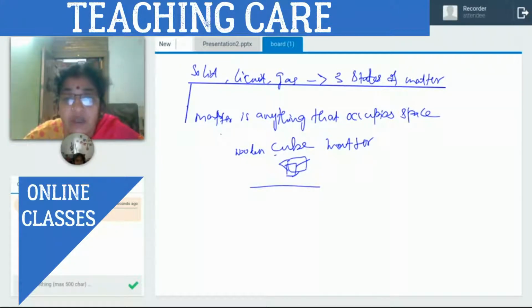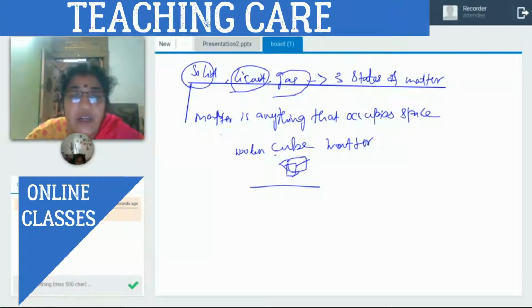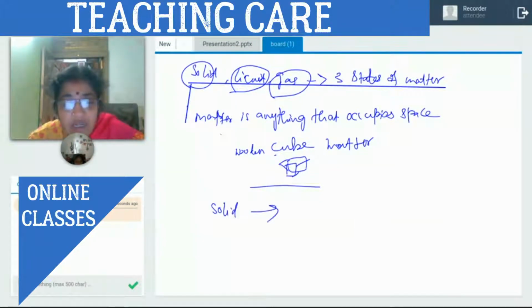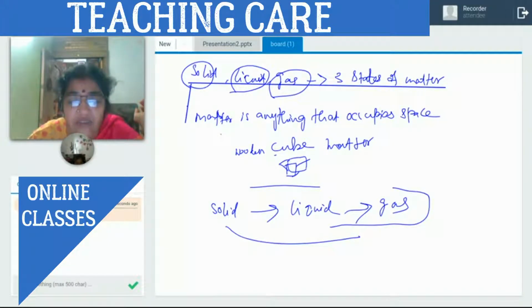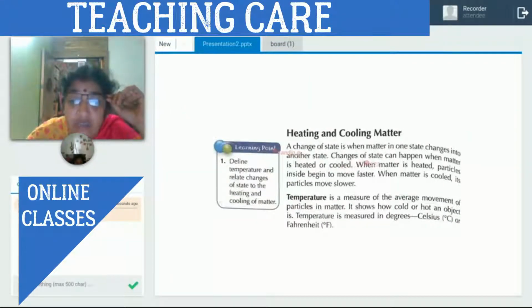Okay, this matter has three forms. What we have discussed is solid, liquid, and gas. In that, we can convert solid into liquid. We can convert liquid into gas. Like that, we can directly convert solid into gas. That can also be done, right? Solid can be changed to liquid, liquid can be changed to gas, and solid can be converted to gas. Coming to our point, a change of state is when matter in one state changes into another state. Right?